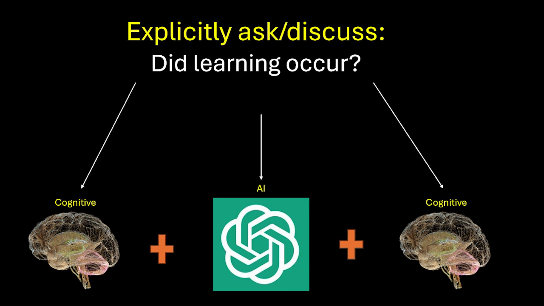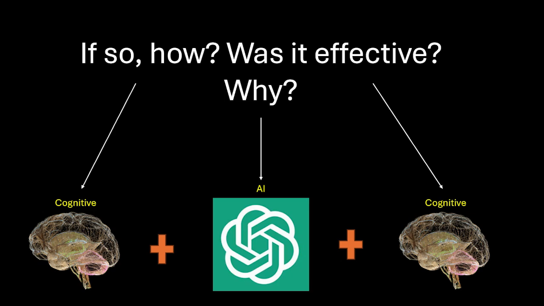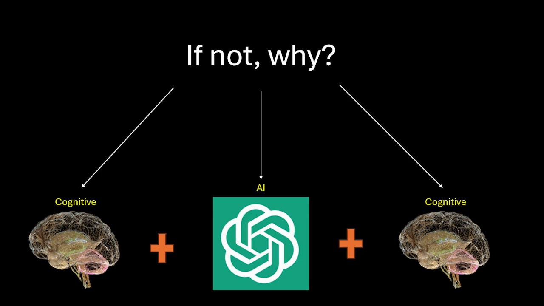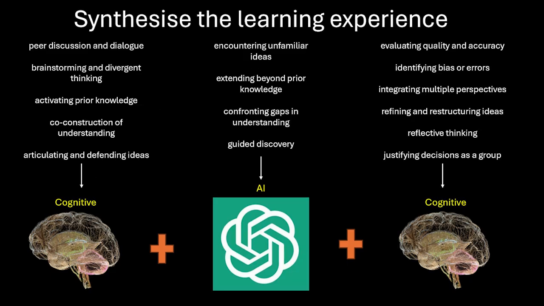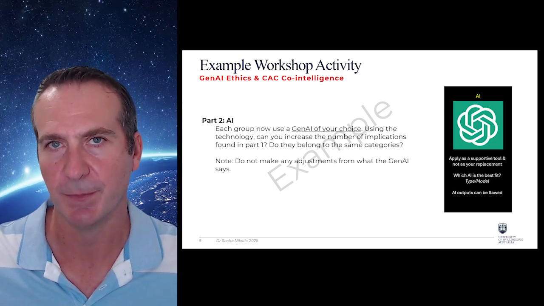You want to be prompting them with questions such as, did learning occur through this activity? If it did, how did it occur? Was it effective? If learning didn't occur, why? At the end of the 3 stages, we want to synthesize this conversation. We then move to step 2.